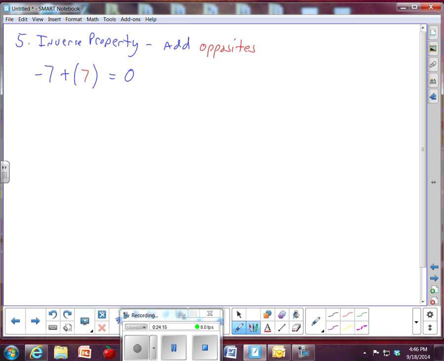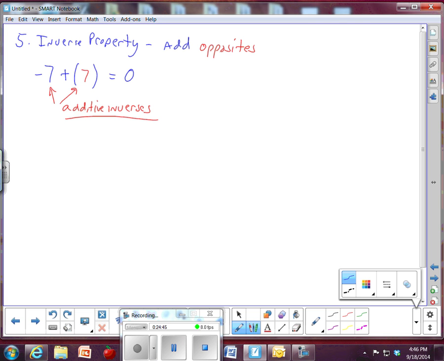Now, there's also another term. Not only are our negative 7 and 7 opposite numbers, they're also called additive inverses. Additive inverses, hence the name inverse property. And the opposite numbers are also called additive inverses, so you have to be prepared for that and expect that to pop up. Additive inverses. Okay, so how would we write this property?